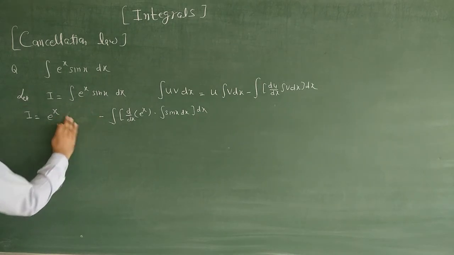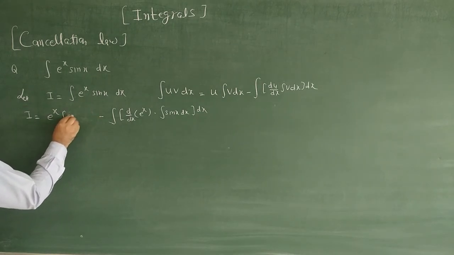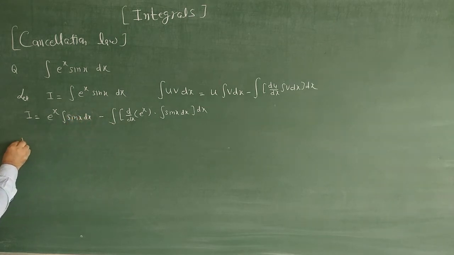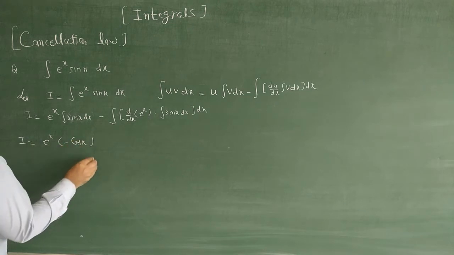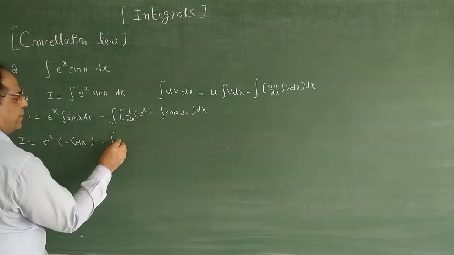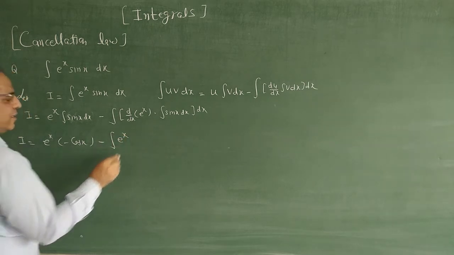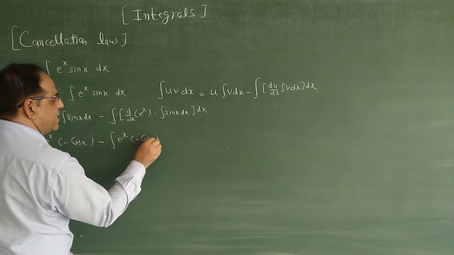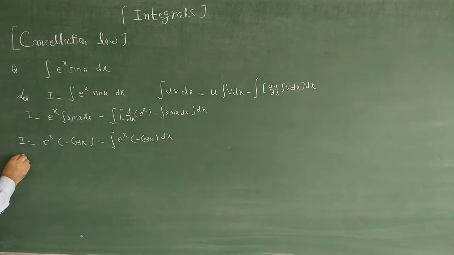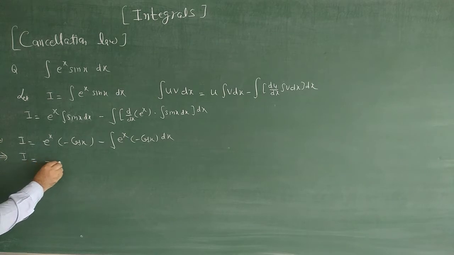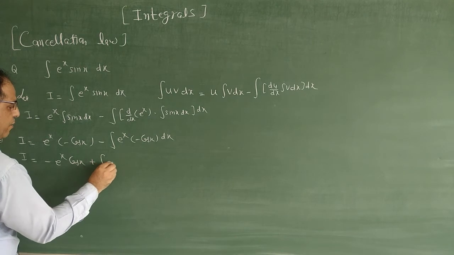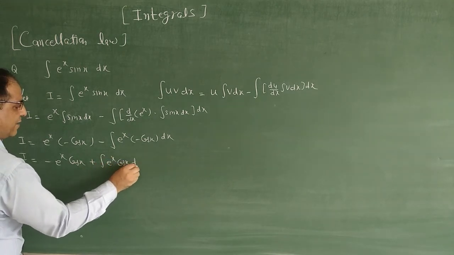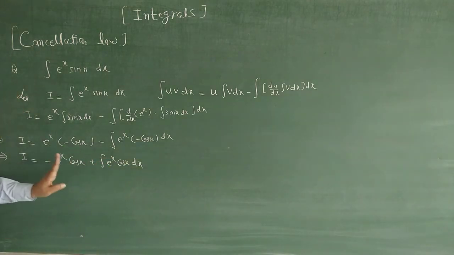Now again put e to the power x sin x dx. In the next step, this becomes e to the power x times minus cos x, minus the whole integral of the differential of e to the power x, which is e to the power x, times the integral of sin x, which is minus cos x, dx. After arranging these terms, we have minus e to the power x cos x plus the integral of e to the power x cos x dx. But the integral is not eliminated till now.